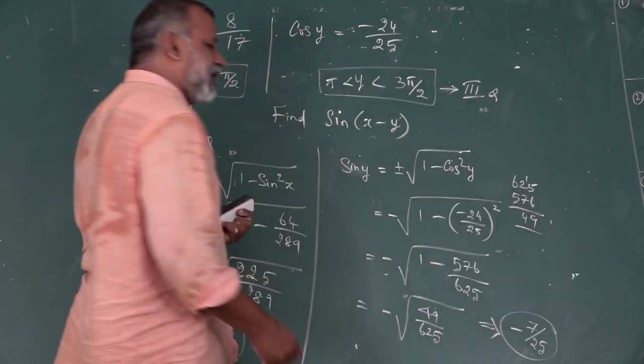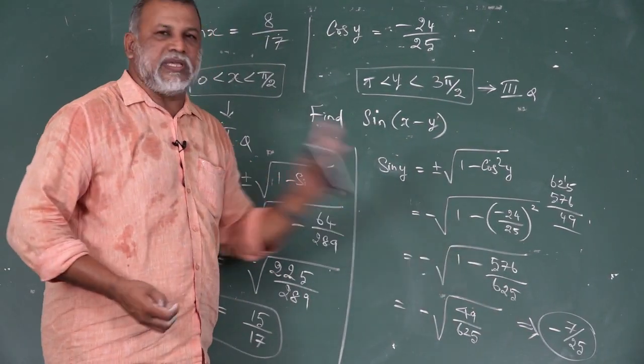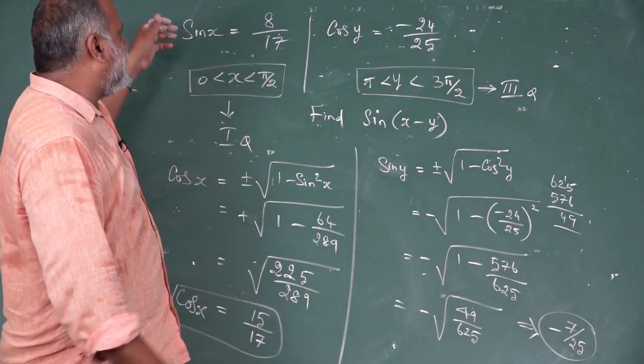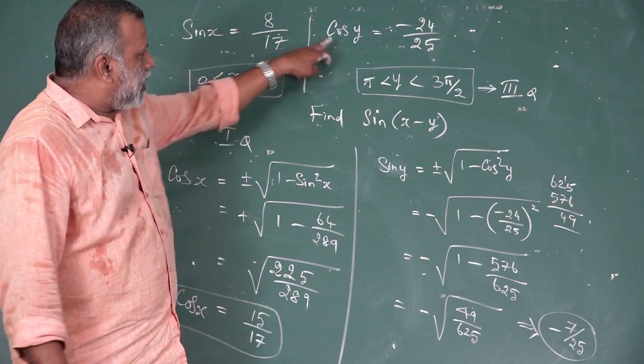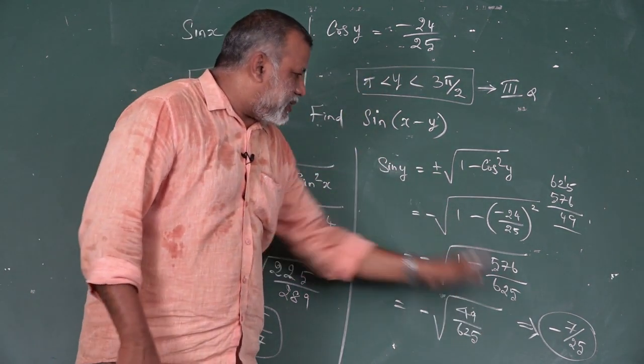Minus 7 divided by 25. This is the value of sin y. Now listen, already the neat things: sin x is given, cos x we already worked out. Cos y is given, we worked out sin y.